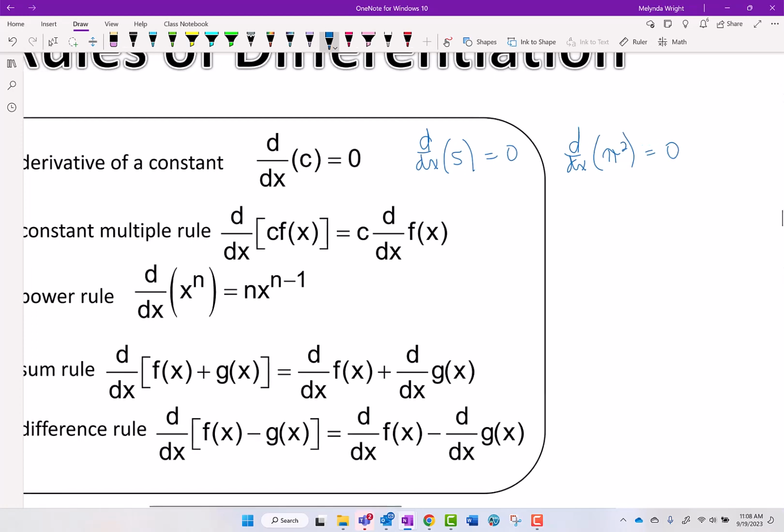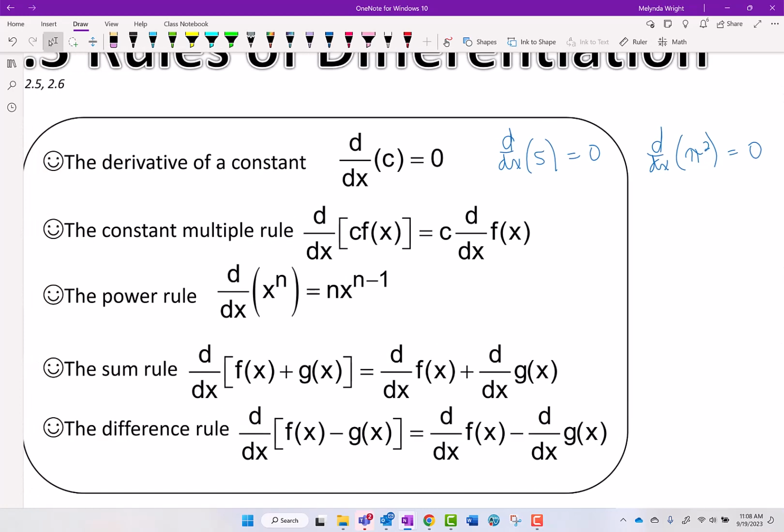The second rule that we're going to look at is called the constant multiple rule. Basically what that means is that if we have a constant being multiplied to a function, what I'm allowed to do is pull it in the front, take the derivative of the function, and then multiply by it. That's all. It just allows us to do work. Sometimes it makes our job easier.